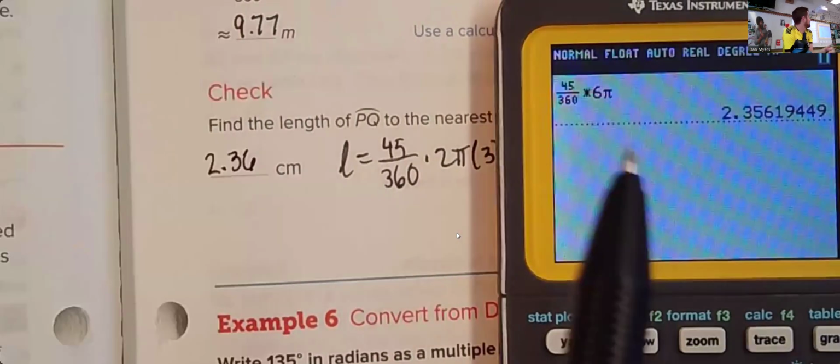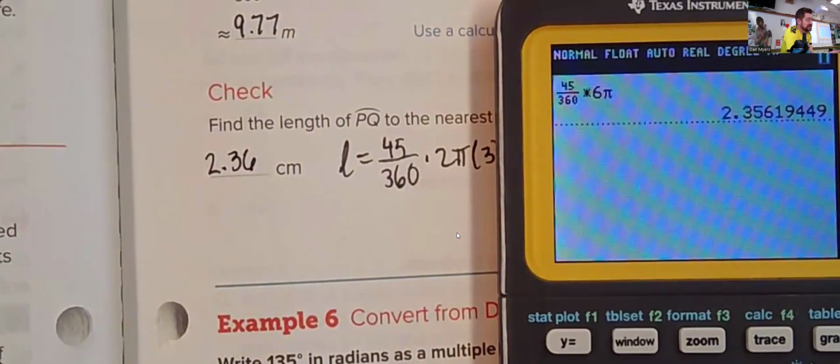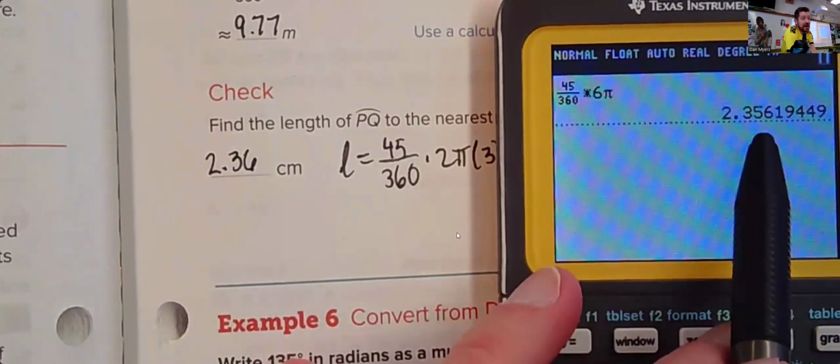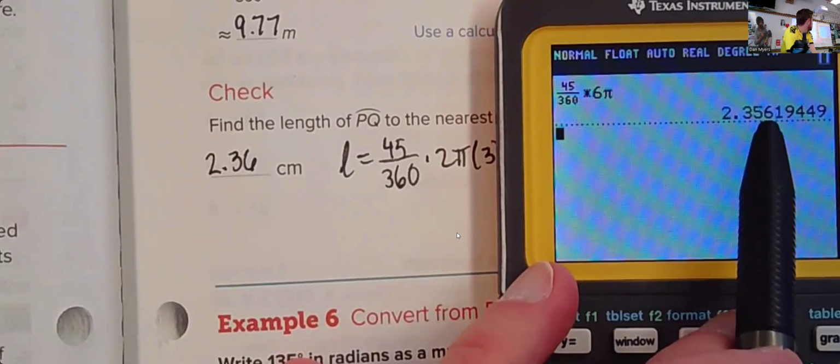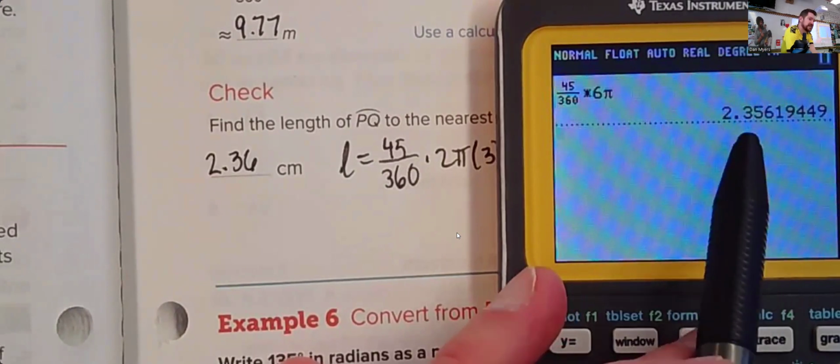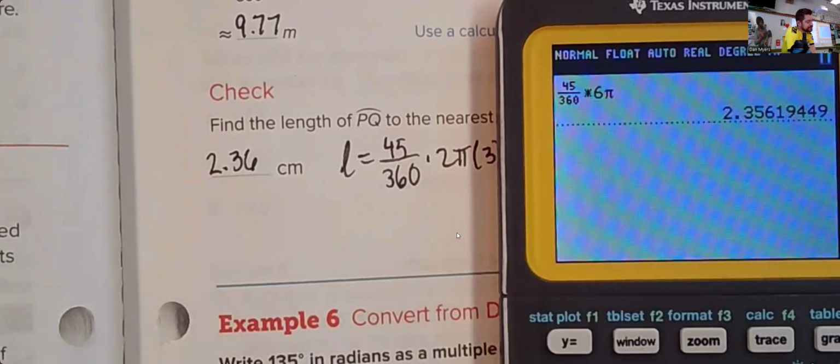2.36. Always look at the number after the number you're rounding to. If it's 5 or more, that rounds the number up. If it's 4 or less, keep that number the same. But since that 6 is more than 5, this 5 goes up to 6. Any questions on figuring out arc length? You just take your 2 numbers, throw them into the formula, type it into a calculator, get your answer.